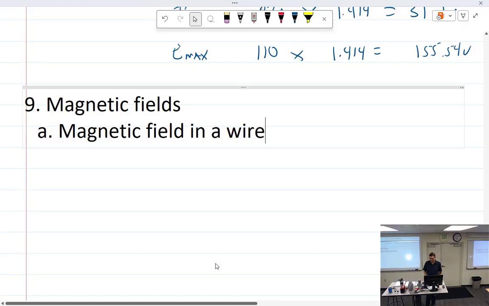Okay, we're talking about magnetic fields. All right, good, I like talking about magnets. So, magnetic field in a wire. We had to have three things: relative motion, a conductor, and a magnetic field. The magnetic field has relative motion with the conductor.